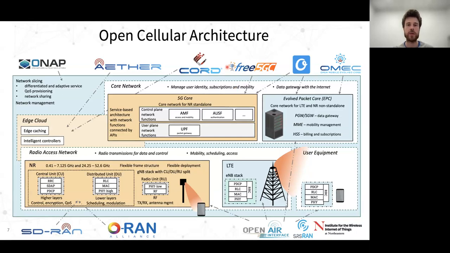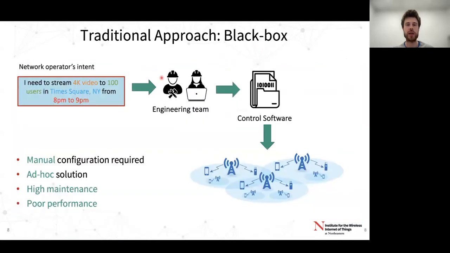So all of this very complex ecosystem allows us to go from some architecture that was in the traditional approach, where maybe the network operator wants to achieve some high-level objective. And the objective can be, for example, this one here in the box, like I want to stream some high-quality video to 100 users in a certain location. And the location here is Times Square, for example, in this specific period of time, so from 8 p.m. to 9 p.m.